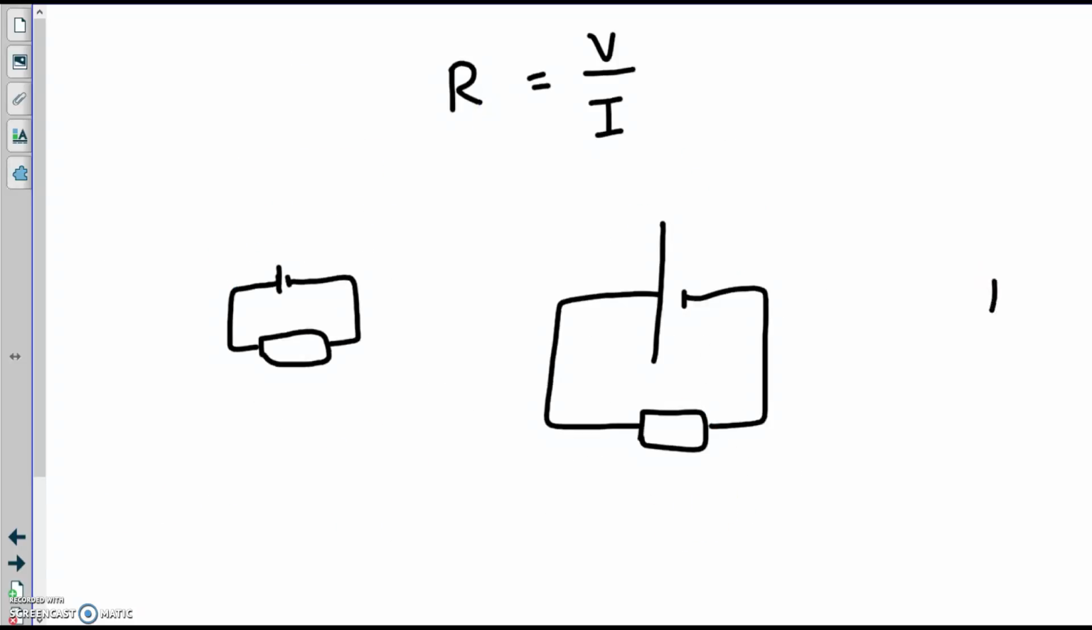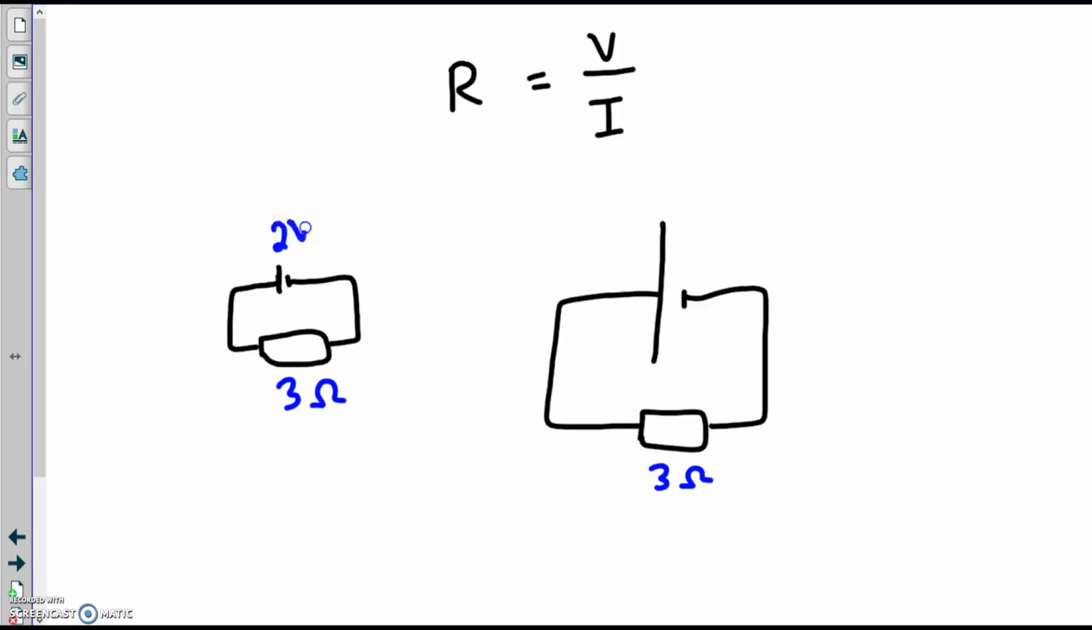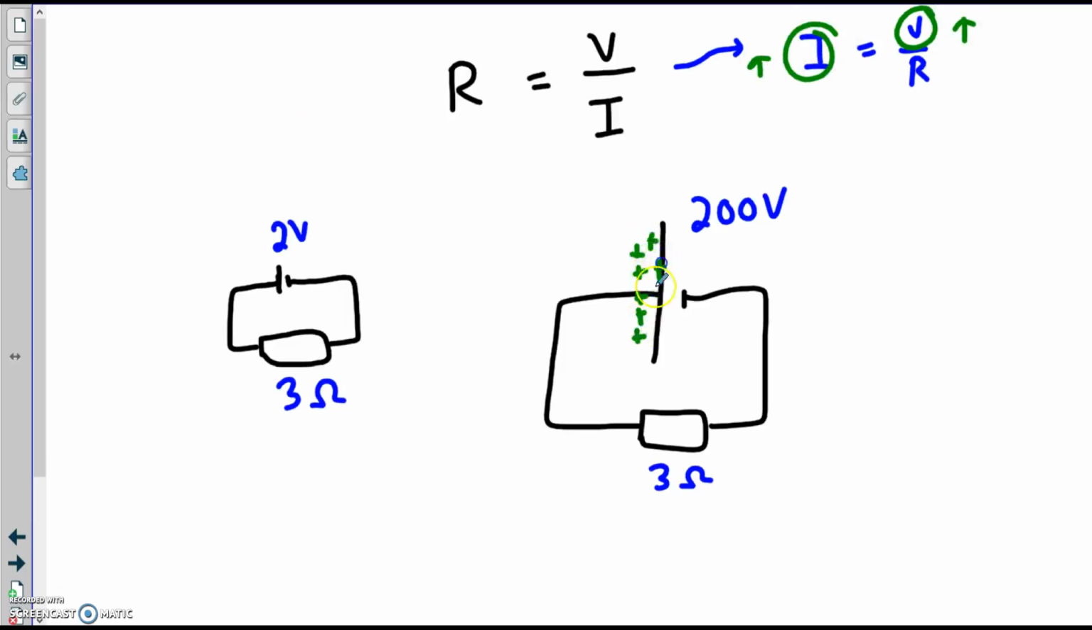This equation makes sense intuitively. Let's take a 3 ohm resistor. We could connect it to a small battery, maybe 2 volts of EMF, or a huge battery, 200 volts. In which case does more current flow? Well, if you solve for current, having a bigger potential difference creates a bigger current. So more current flows out of the big, giant battery.